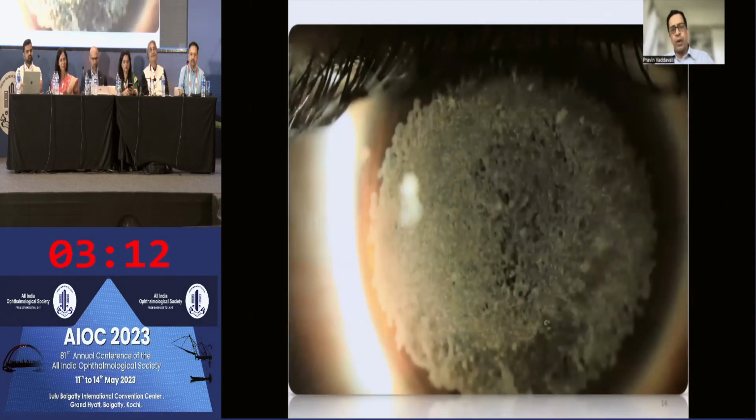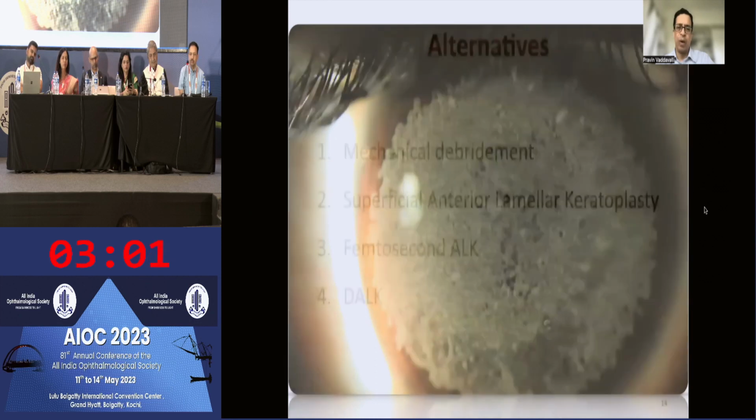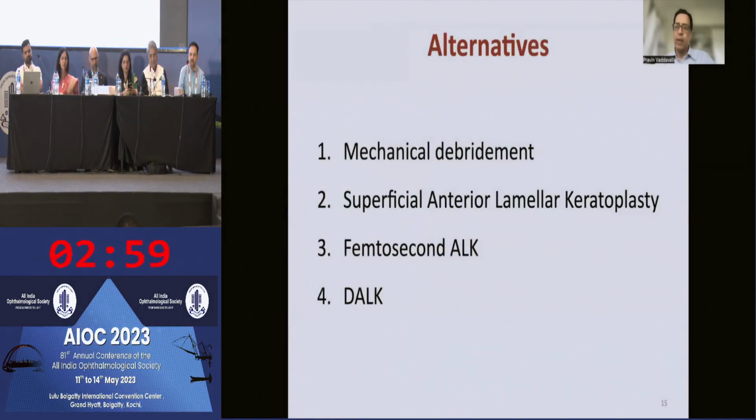What do you do when you have denser lesions that are slightly deeper in the cornea, which might not be amenable to PTK, might not be amenable to scraping or removal of the surface? Well, you have alternatives, and these include mechanical debridement, which is useful in some cases of spheroidal, some cases of the anterior variant or superficial variant of granular corneal dystrophy. But you also have SALK, femtosecond ALK or FALK, and DALK.